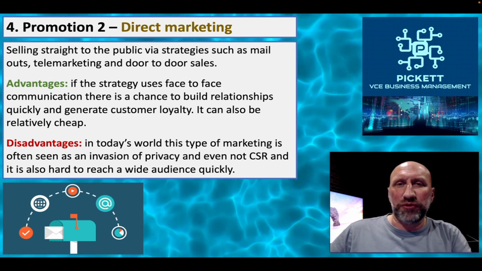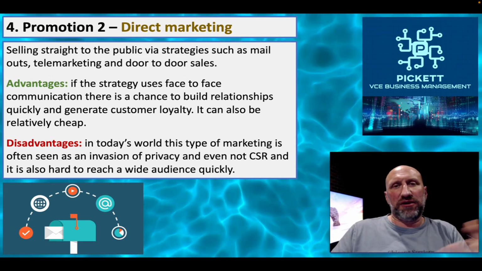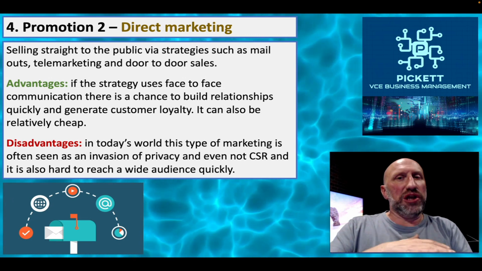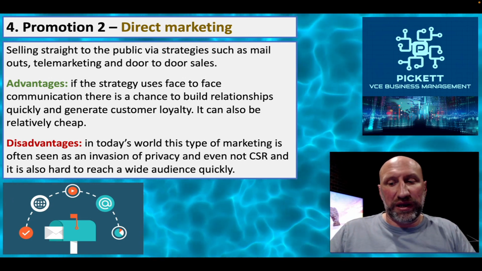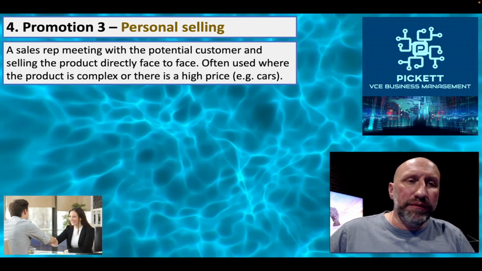It's also harder to reach a wide audience quickly. If you think about social media, this kind of thing is now being overtaken because it's much easier using social media to reach a lot of people very, very quickly. Personal selling.